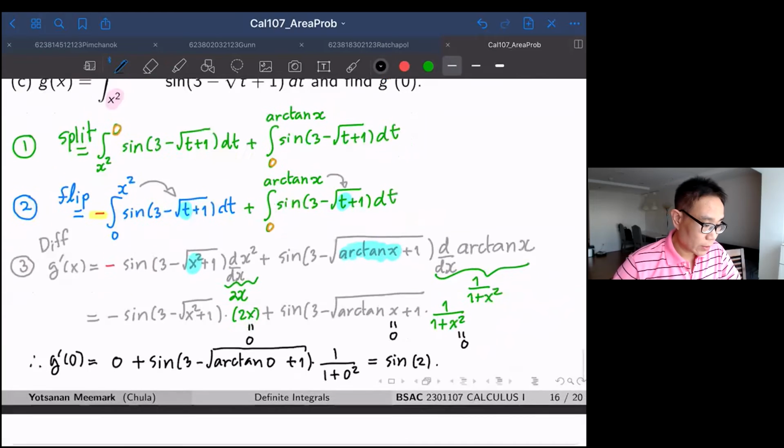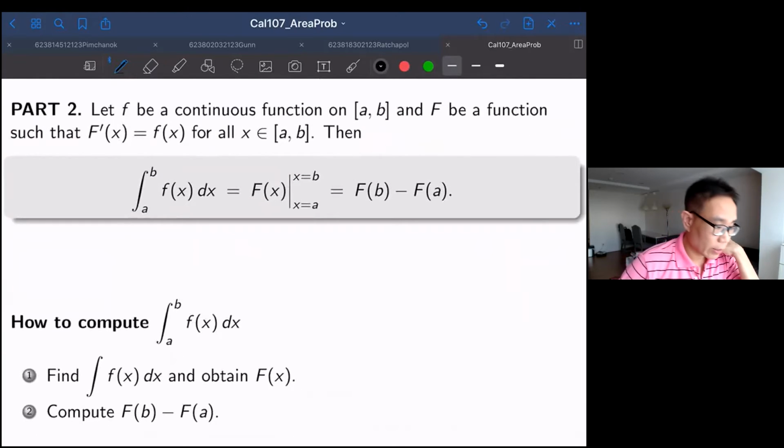The next one is if you have to find the definite integral from a to b of f x dx. You have the capital F, the antiderivative of your small f, so F is a function such that F prime x equals the small f x. Then the integral from a to b of f x dx is just your antiderivative F x, plugging in x equal to b, subtracted by x equal to a.